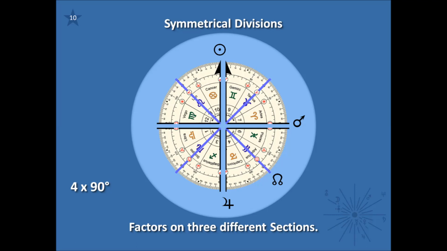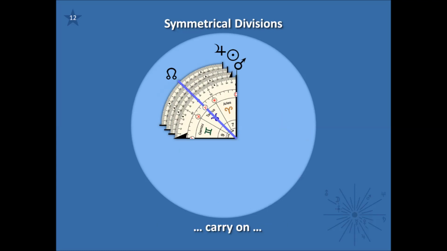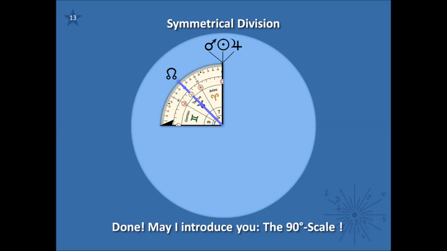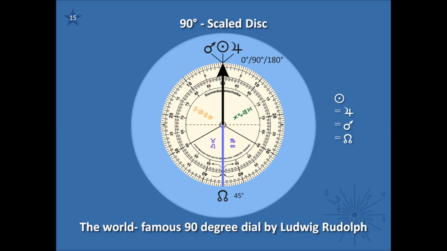Let us merge all sections, like a card game. Merge all sections together. Merging done. May I introduce you to the 90-degree scale. To create a disk, we now need to stretch the 90-degree scale to a new circle. Done. May I introduce you now to the world-famous 90-degree dial by Ludwig Rudolph.